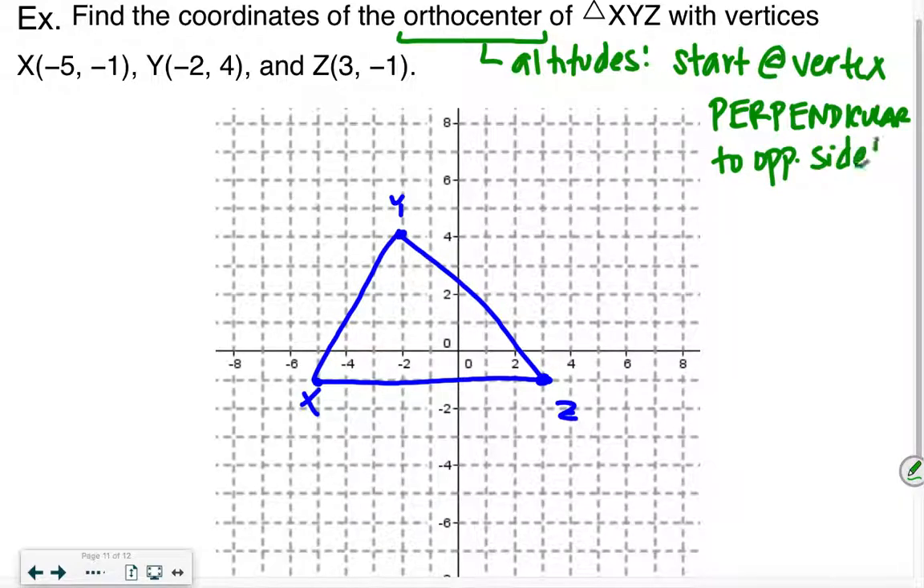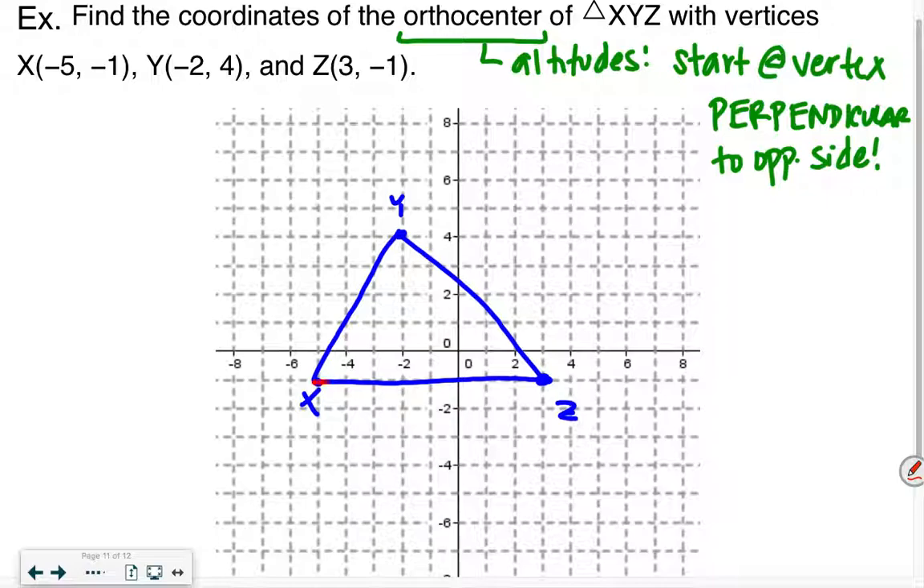All right, so it has nothing to do with crossing in the middle. It has nothing to do with the midpoint. This one's strictly perpendicular. Now, one of the sides up here in this picture is going to be very easy to find a perpendicular line for because it's a nice straight line. Which side do you think that is? I mean, they're all straight lines, but X to Z. It's a nice horizontal line. That's what I was getting at. So let's start with X to Z.